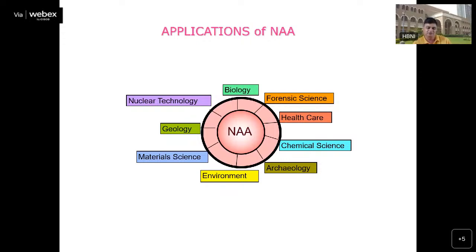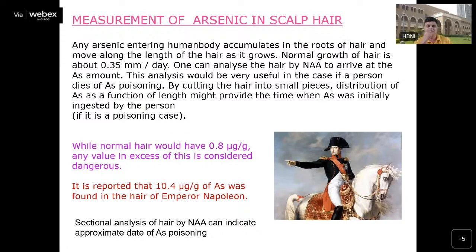This is how, in various fields, one can use neutron activation analysis. So you can see that it finds use in all types of sciences like biology, nuclear technology, forensic science, healthcare, geology, chemical sciences, material sciences, archaeology, and environmental samples. So these are certain examples.